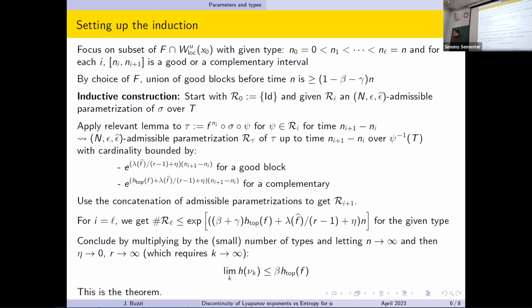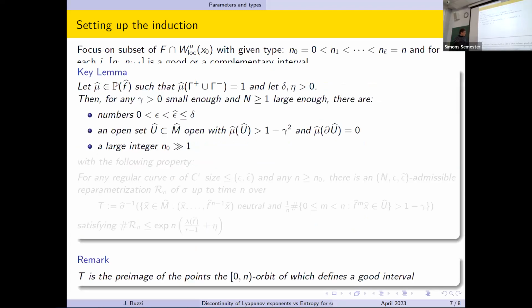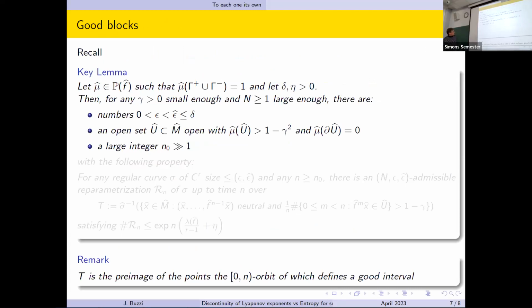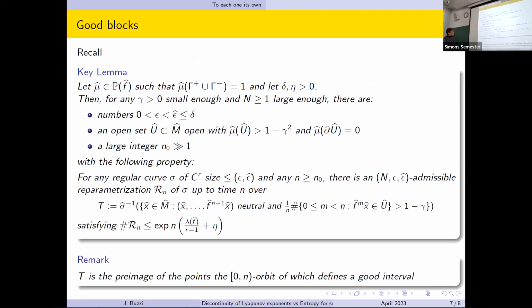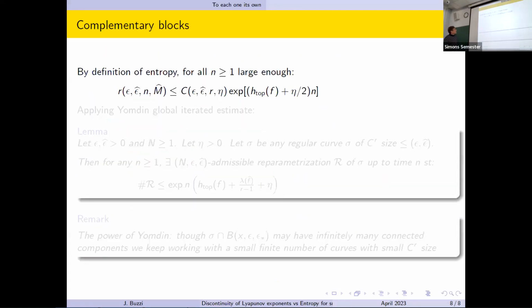Yes, so the key place where you use Yomdin is this relevant lemma. Which was the relevant Yomdin lemma it was before? It's the lemma that, let me see, that's the key lemma. Maybe I just keep this record. Here's the formulation. Where is the proof? The proof of the key lemma was last time.